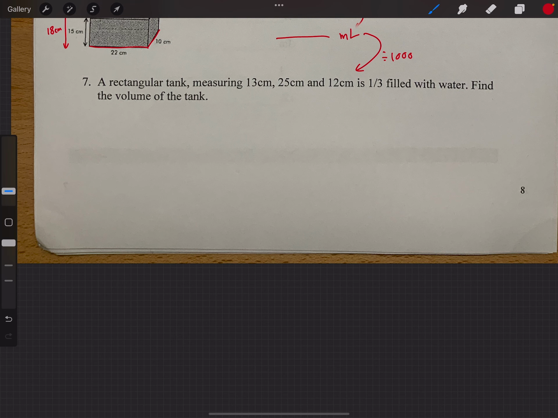And then if you understand how to do capacity, please try and convert it to milliliters or liters. If you don't know, then just leave it like this. It's fine. Alright, on to the next page.